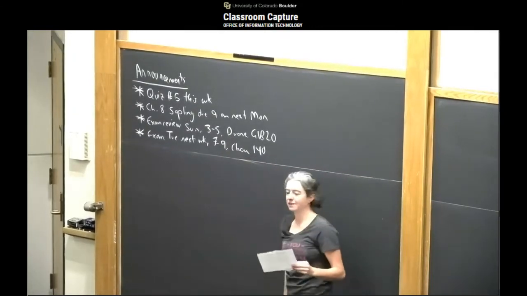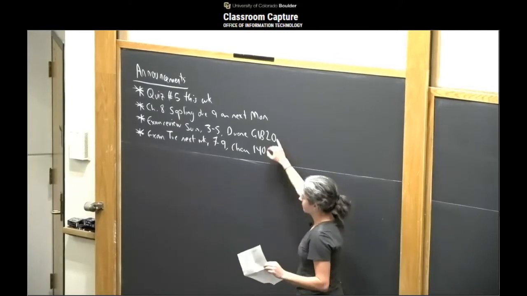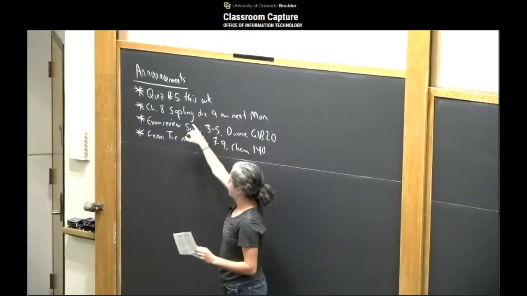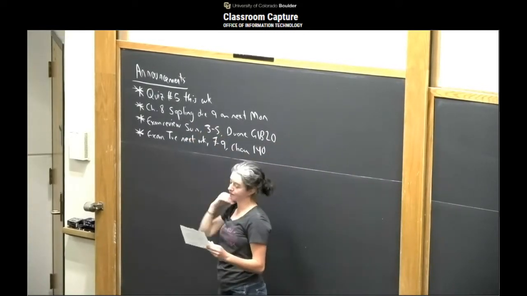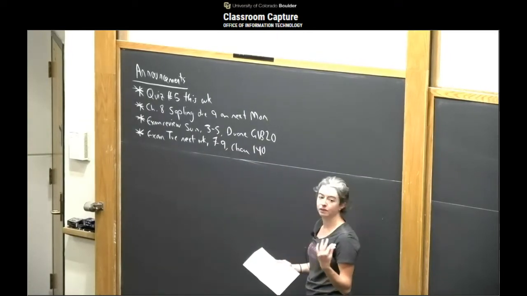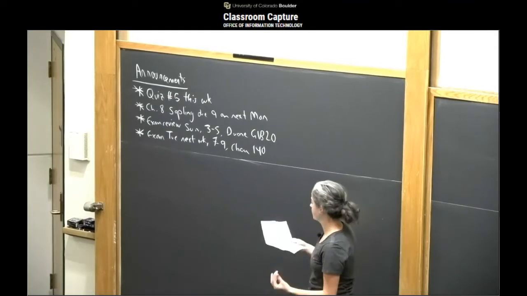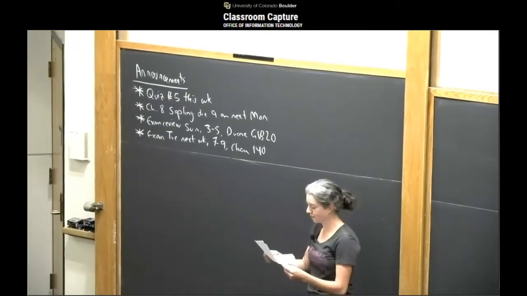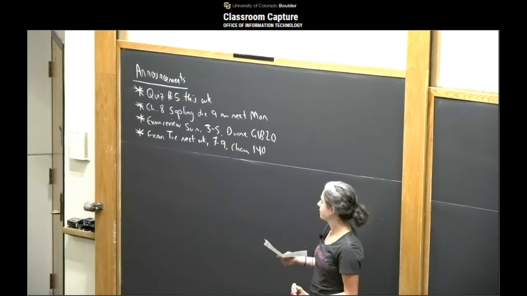So we got a bunch of announcements for today. Quiz number 5 is this week. This is going to cover everything up through last Friday's lecture. So all of Chapter 7's fair game, guys. And also the first part of Chapter 8 up through naming almost all of ethers and sulfides.